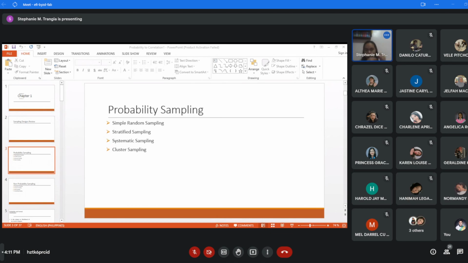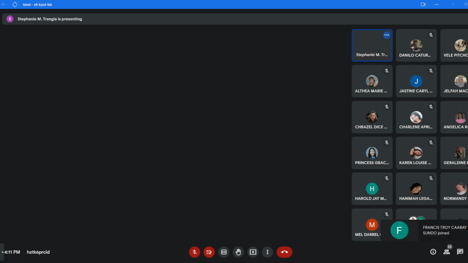Sometimes, when using simple random sampling, the chance of a smaller subgroup having a representative is very slim, because the selection process is only through the fishbowl method. It's like a lottery: more entries, more chances of winning. That is what usually happens in simple random sampling.